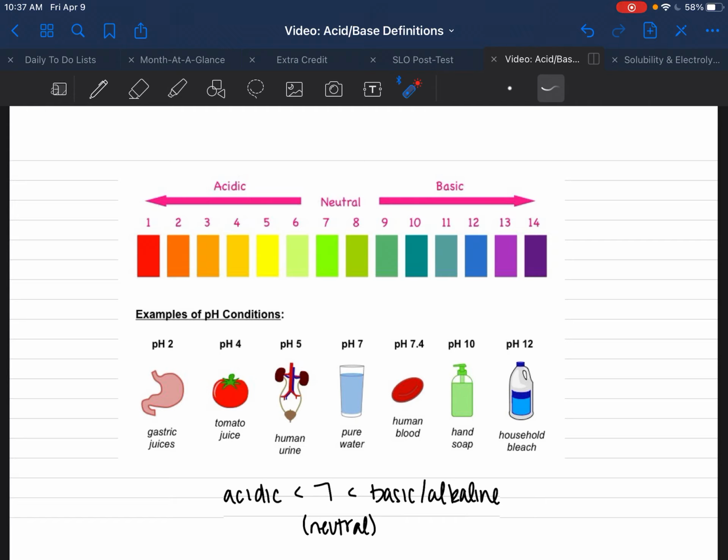Really, you encounter acids and bases every single day just by going about your life. But we'll go through in our next class, how do we come up with these numbers? How do we come up with these pH values? And what can they do for us?